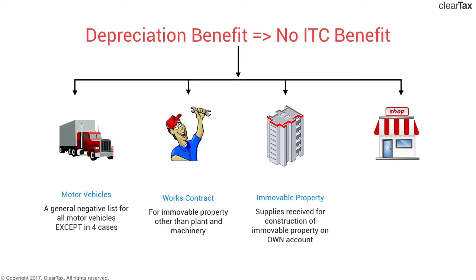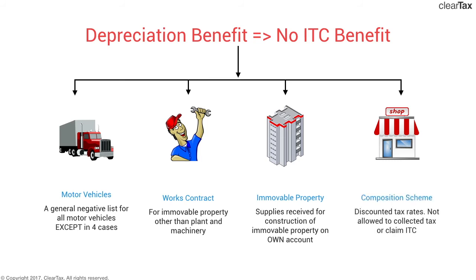There's a specific exemption for plant and machinery, works contract and immovable property, except for plant and machinery. Plant and machinery obviously is directly involved in producing output, and that's not the purpose of the negative list, and that's why input tax credit on plant and machinery is allowed, but not on any other immovable property. Again, as in the case of motor vehicles, there are a lot of arguments against this provision. But for now, it is still there in the model draft law.